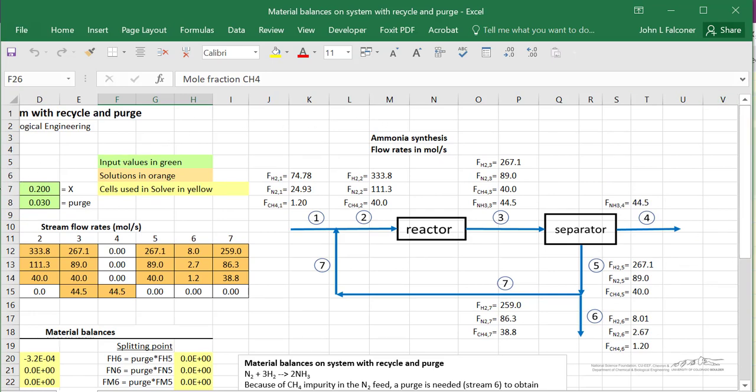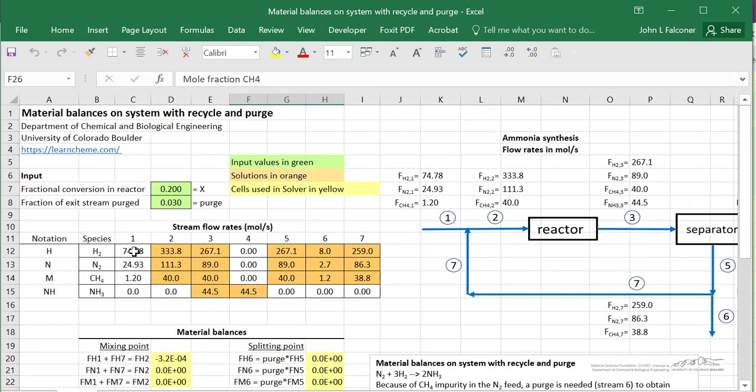So the user can certainly change the fractional conversion, the purge, also can change the input streams here with the caveat that the program is set up so that the hydrogen to nitrogen, H2 to N2, ratio should be a stoichiometric feed, 3 to 1.